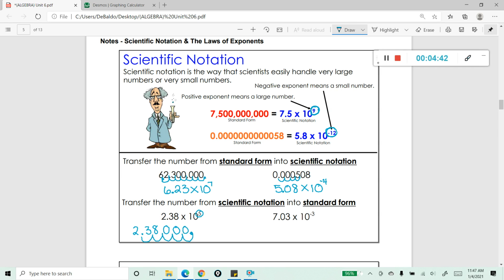But I'm always going to rewrite it just so I know actually what the number is with all those little loop-de-loops. So I'm going to write that down, put my commas, and there's your answer. And I'll do one with a small number.